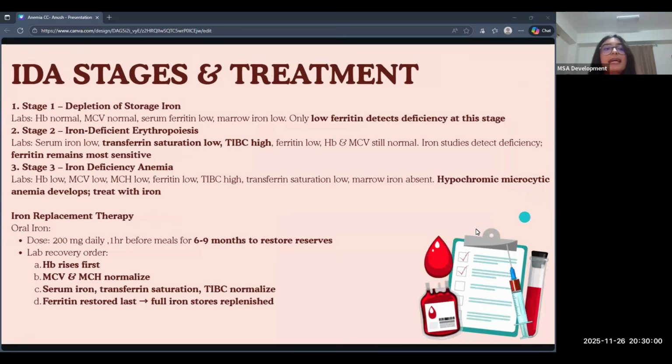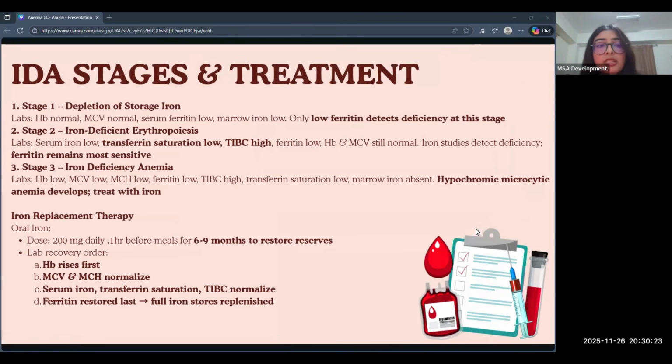Okay, now everything has stages, and so does iron deficiency anemia. So let's talk about the stages. So in stage 1, we have depletion of storage iron, okay? So the first thing that will happen is that the ferritin will decrease. At this stage, everything else is normal, but the ferritin is decreased. Then we have stage 2, iron deficient erythropoiesis, which is RBC production.